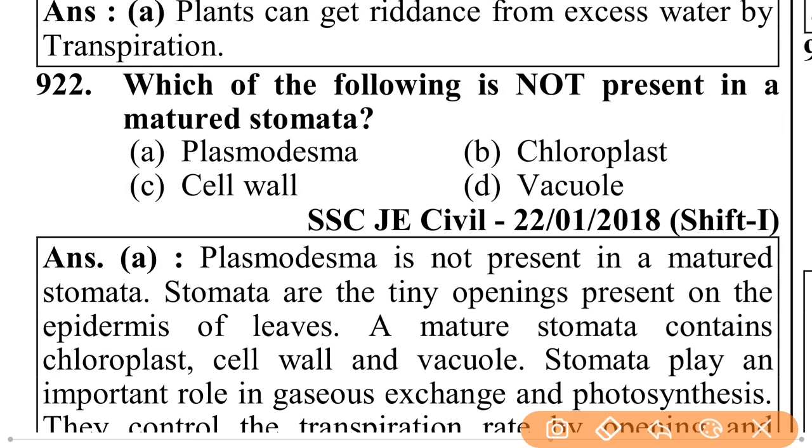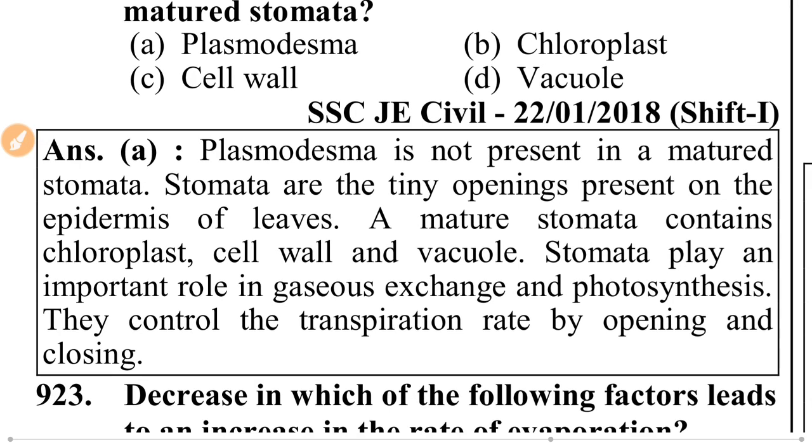Which of the following is not present in the matured stomata? That is plasmodesma. Plasmodesma is not present in a matured stomata. Stomata are the tiny openings present on the epidermis of leaves. A mature stomata contains chloroplast, cell wall, and vacuole. Stomata play an important role in gaseous exchange and photosynthesis. They control the transpiration rate by opening and closing.